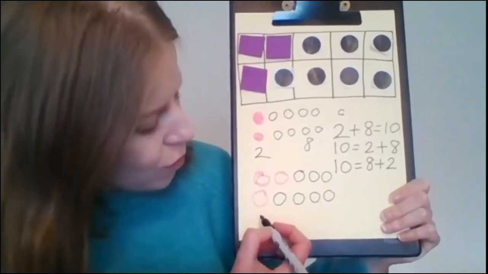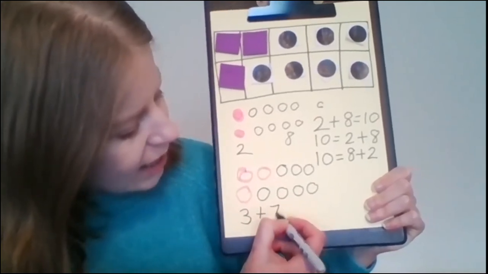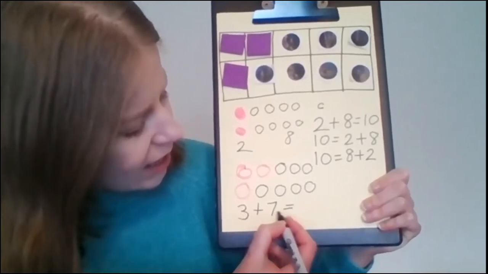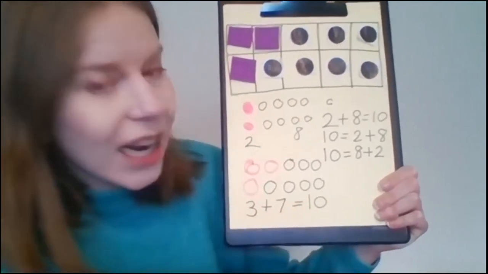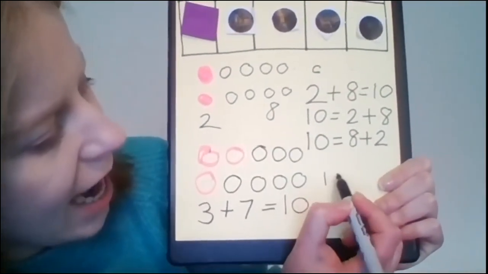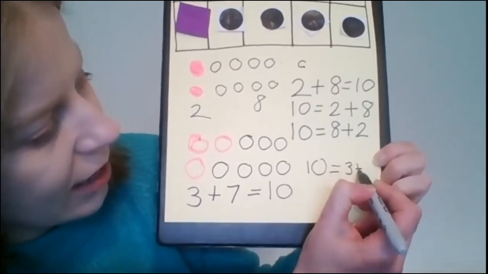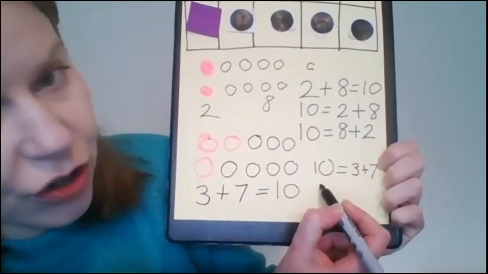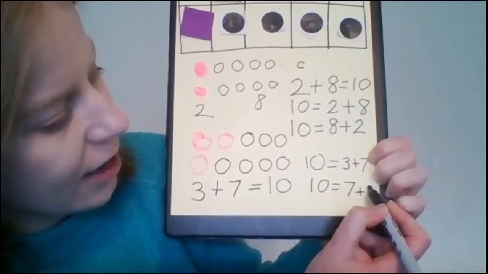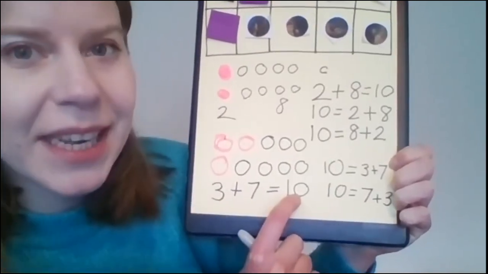And I'm going to write the numerals. So I have 3 purple counters and I have added 7 black counters. So now I know that 3 add 7 equals 10. And I can choose to write that in a different way. I could choose to write it as 10 equals 3 add 7. Or I could choose to write it as 10 equals 7 add 3. You don't have to do that part, but we would challenge you to write the number sentence.